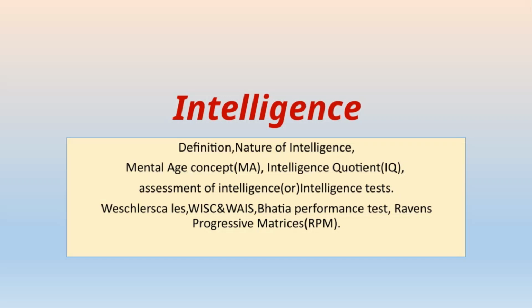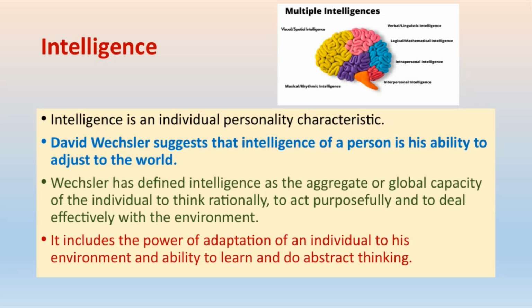Today, we're diving into the concept of intelligence. We'll start by understanding what intelligence really means, looking at its definition and nature. From there, we'll move on to intelligence quotient, how intelligence is assessed, helping us get a clearer picture of an individual's intellectual abilities. When we talk about intelligence, we're referring to a unique aspect of an individual's personality.